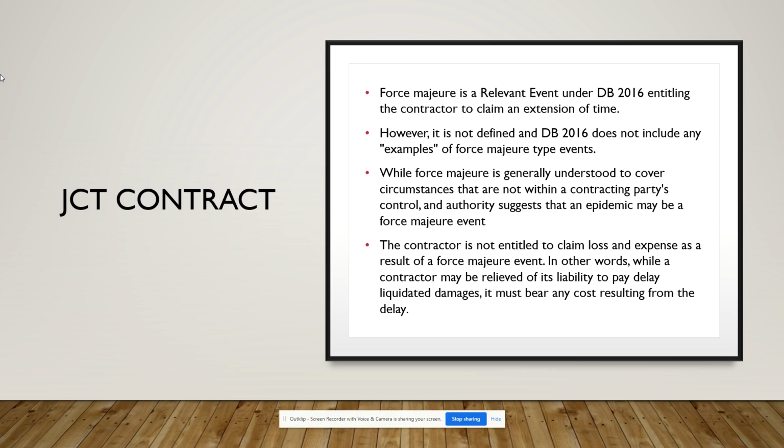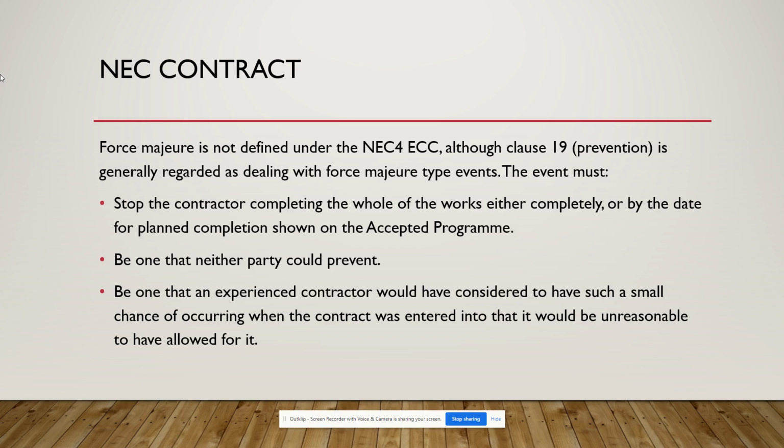Okay. In the case of the NEC contract, the New Engineering Contract, this is also used in the UK and worldwide. It is actually published by the Institution of Civil Engineers, UK. This NEC contract didn't define force majeure itself, but they have given some events which are the same as force majeure. They didn't use the term force majeure. So what are the events like?